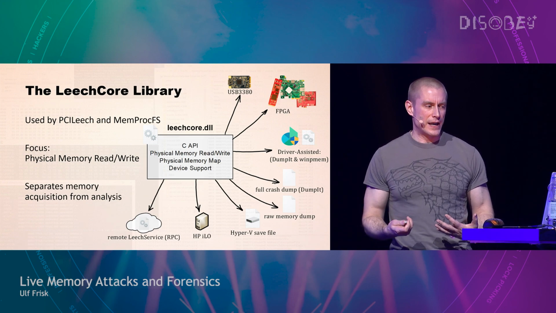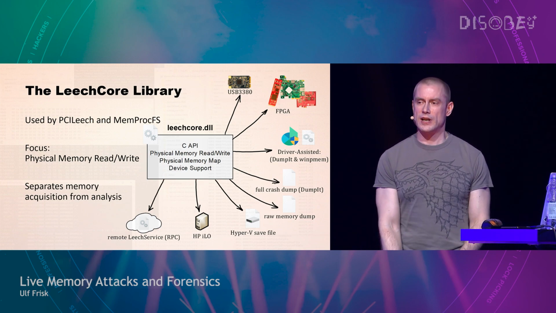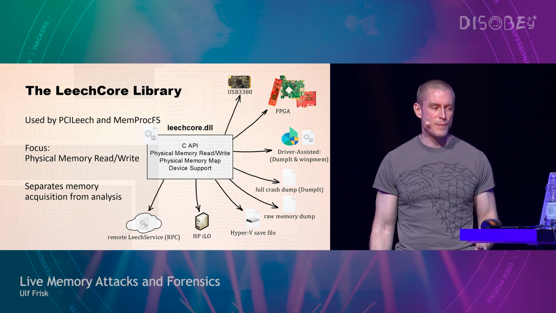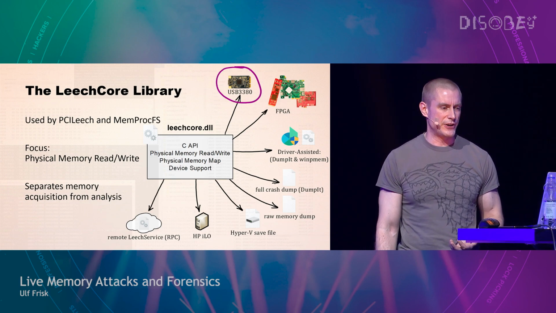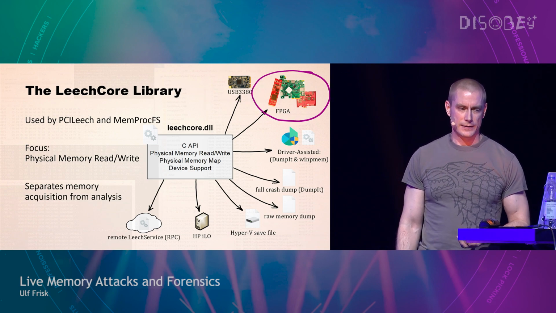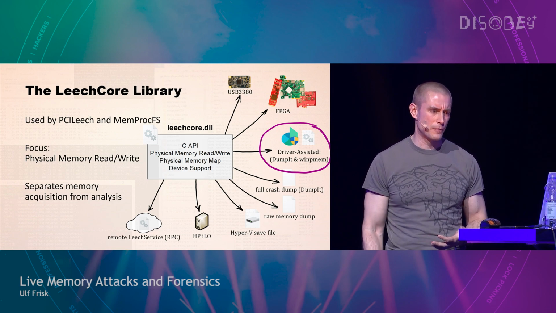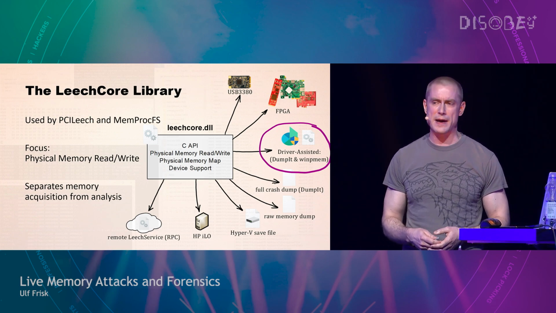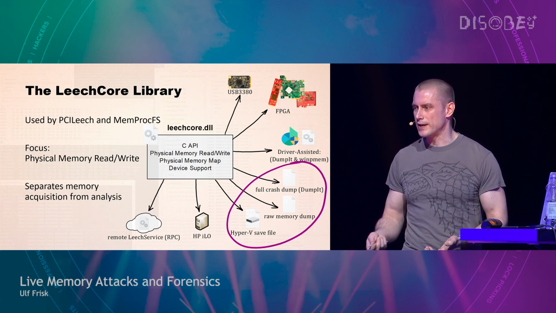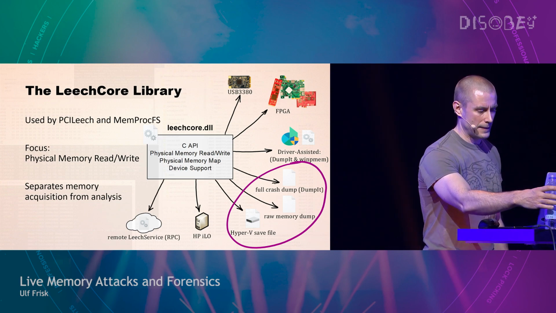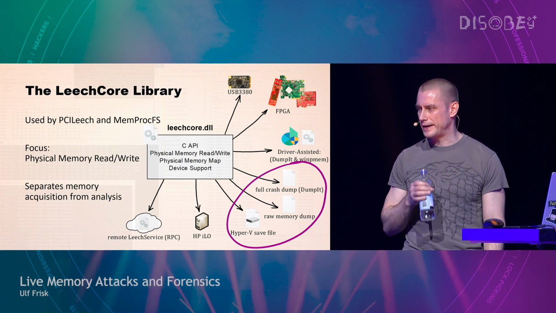The LeechCore library is used by both PCILeech and MemProcFS, and its focus is physical memory reads and writes, and it allows me to separate memory acquisition from analysis in a really nice way. It does support the original USB3380 device that I used, the FPGA devices. You can acquire live memory using drivers from a running system. I do support WinPMem and DumpIt at the moment. I do support reading memory from various dump files, for example, full crash dump files, which are created by DumpIt, for example, but also raw memory dump files and Hyper-V save files.